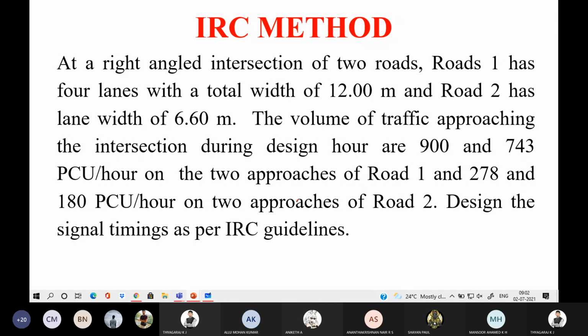Don't get confused between Webster's method and the IRC method. In Webster's method, the saturation value and the lost time, that is the all red time, will be given. But here in the IRC method, the all red time will not be given. Directly they will be giving the traffic count.